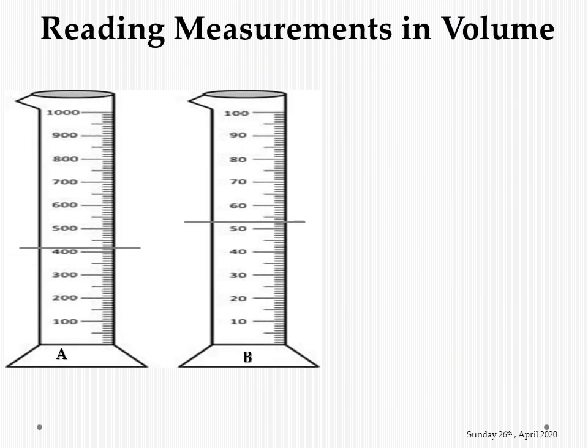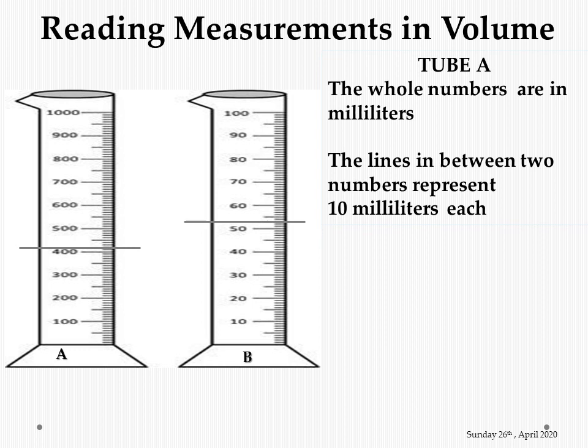Now let's take a look at this. How to read measurements in volume. Look at the lines we have on tube A and tube B. Let's try to read the measurements. For tube A, the whole numbers are in milliliters. So it means we have 100 milliliters, 200 milliliters, 300 milliliters, 400 milliliters, up to 1,000. And of course, remember, 1,000 milliliters make 1 liter.